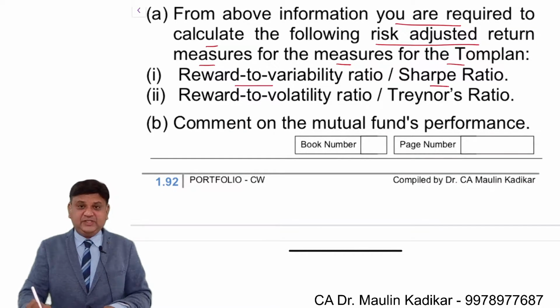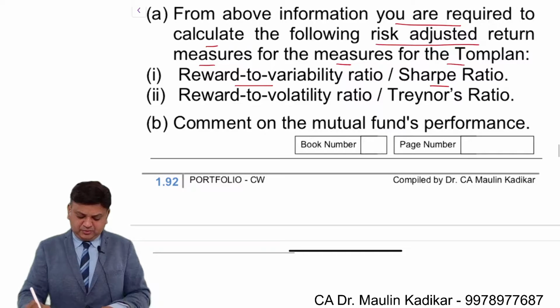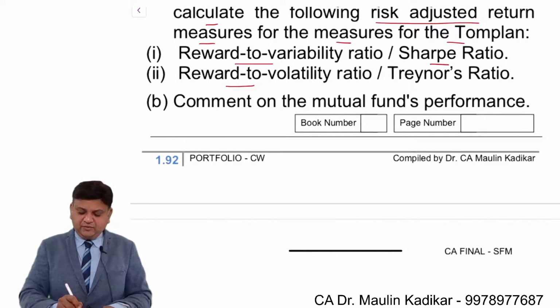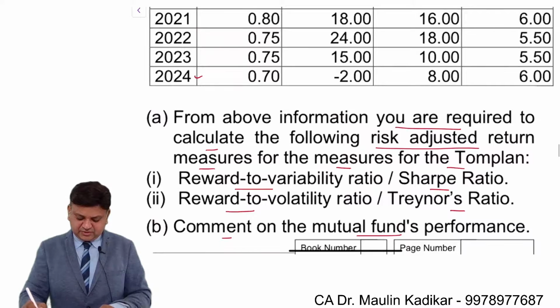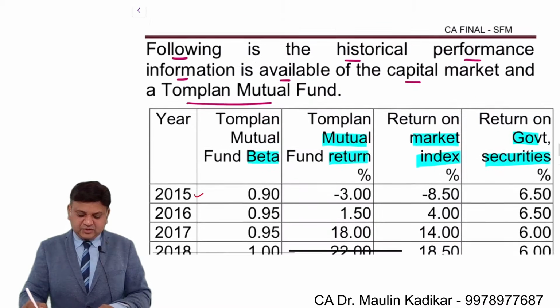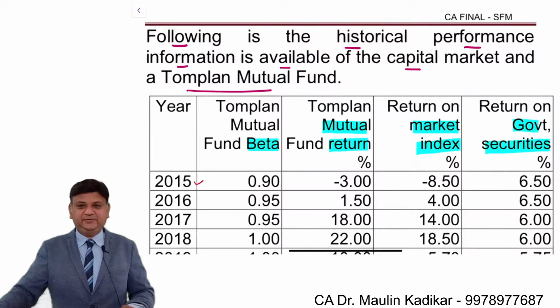Reward-to-variability ratio, which is also given the name Sharpe Ratio. Reward-to-volatility ratio, which is also given the name Treynor ratio. Comment on the mutual fund performance. That is the question. I request all of you to go through the question, please.